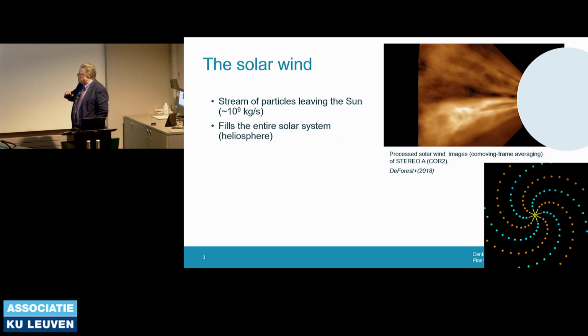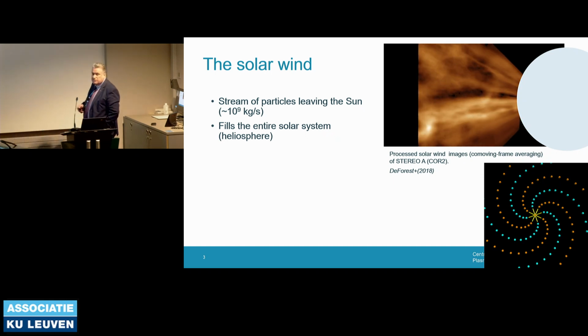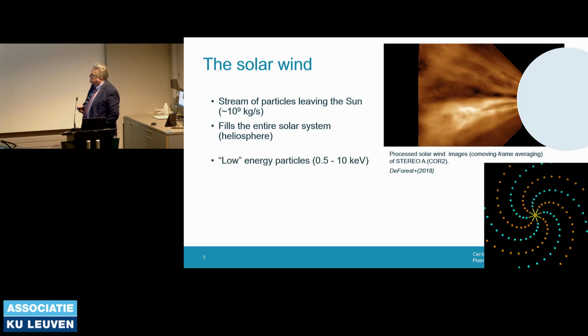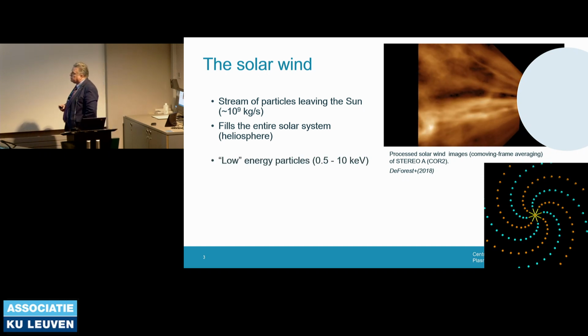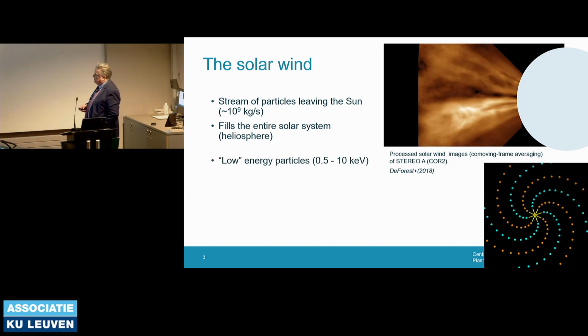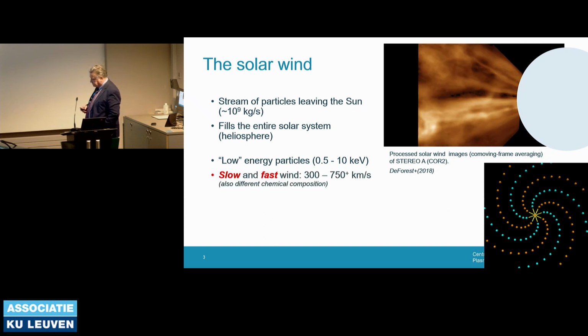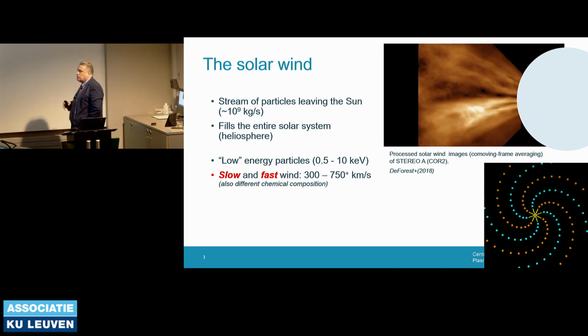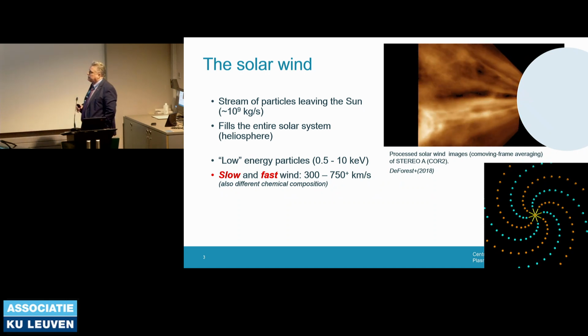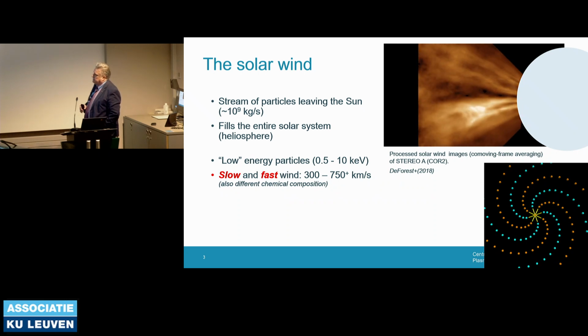The solar wind fills the entire solar system, which is called the heliosphere, and these are low energy particles, with energy between half to 10 kilo electron volt. There are actually two kinds of wind. It's a bimodal wind, so you have the slow and the fast wind. Slow is relative because it's still 300 kilometers per second on average, and the fast wind is 750 kilometers per second.